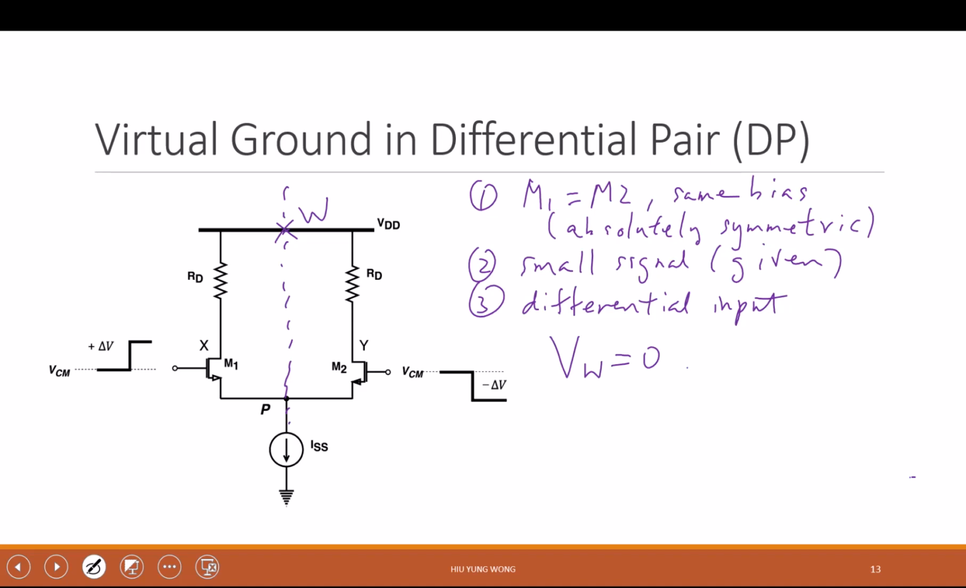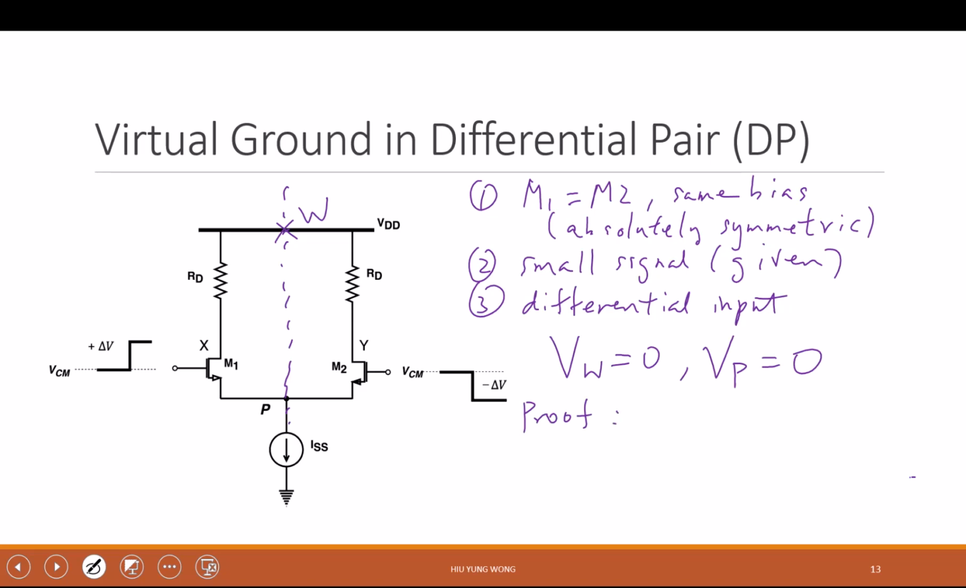But more importantly, VP is 0, right? More importantly, this point is 0. We never know what it is until we solve the whole circuit. But because of these three criteria, I know VP equals to 0. Okay? Again, you can try to prove it yourself. I won't, maybe because of time, maybe I'll quickly.